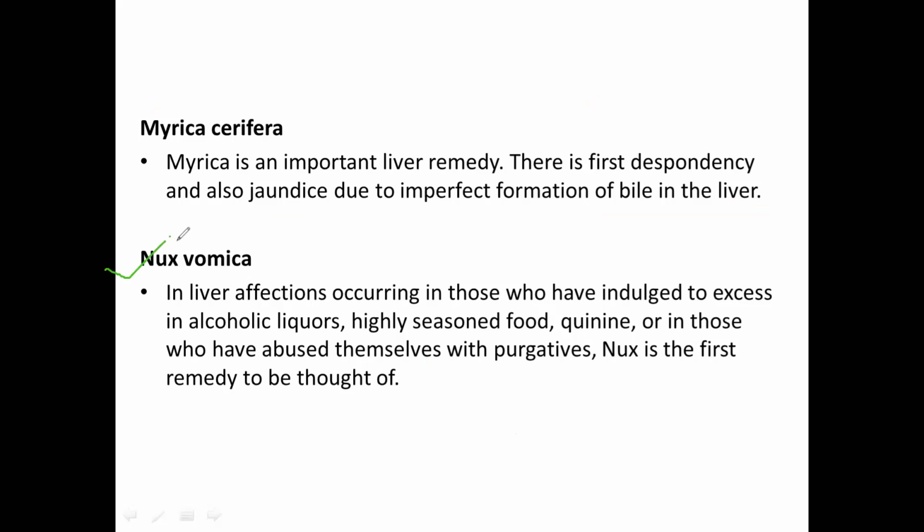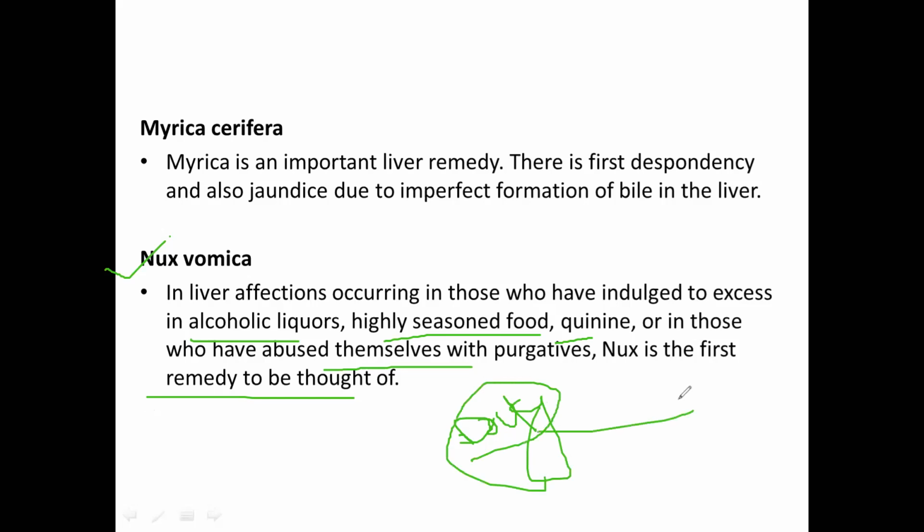The next remedy is Nux vomica. So in liver affections occurring in those who have indulged to excess in alcohol, seasoned food, wine, or in those who have abused themselves with purgatives, Nux is the first remedy to be thought of. That means if a patient has drug-induced liver disease and this is responsible for jaundice, in that case you can think of Nux vomica.